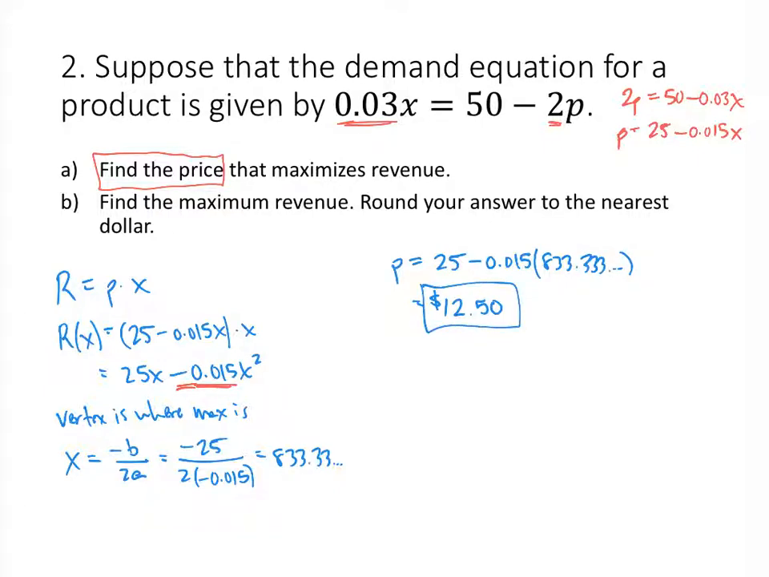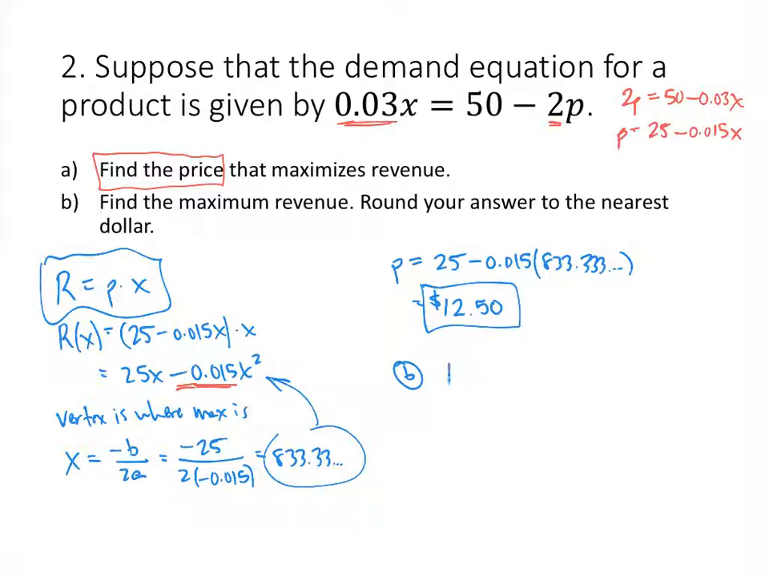Part B now says we want to know the actual maximum revenue. So there's a couple ways to do that. We could take our value of x and plug it back into our revenue function. But a little bit easier is that now that we have the price and the quantity, we can just multiply price times quantity. Remember, revenue is price times quantity. We can just multiply the price times the quantity to get the revenue. And so that's what I'm going to do, just because it's a little bit easier.